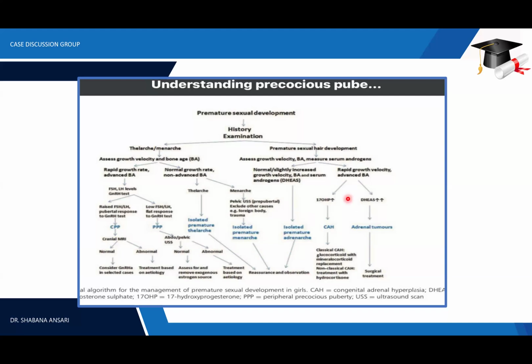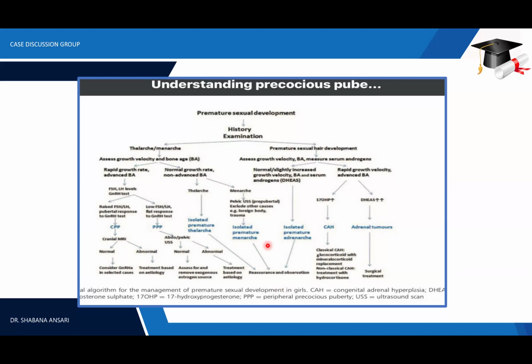Now, we discussed isolated adrenarche. In adrenarche, there can be slightly raised growth velocity and slightly advanced bone age, which can be because of the androgen axis. So here we just have to exclude other causes of isolated adrenarche. That can be congenital adrenal hyperplasia or adrenal tumors. That is why we have to do the dehydroepiandrosterone sulfate, just to exclude an adrenal tumor. And if it is a completely isolated variant, nothing to do, only reassurance and observation.